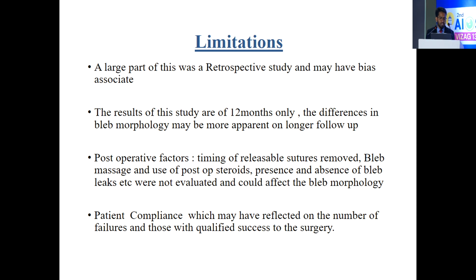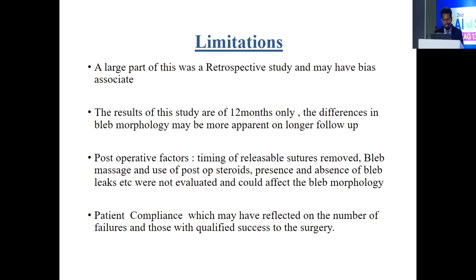The limitations of the study are that a large part of the study was retrospective and may have bias associated. The follow-up of this study was only 12 months, that is 1 year. The difference in the bleb morphology may be more apparent on longer follow-up. The post-operative factors like releasable sutures, timing of release, bleb massage, use of post-op steroids, and presence or absence of bleb leaks were not evaluated in this study.